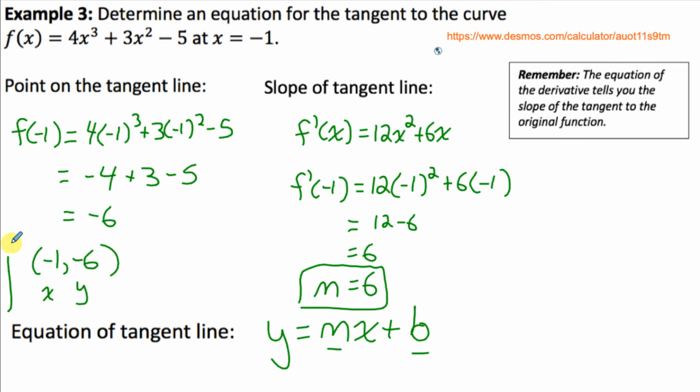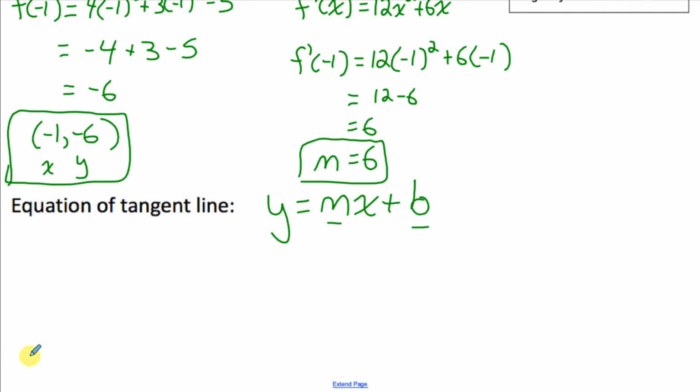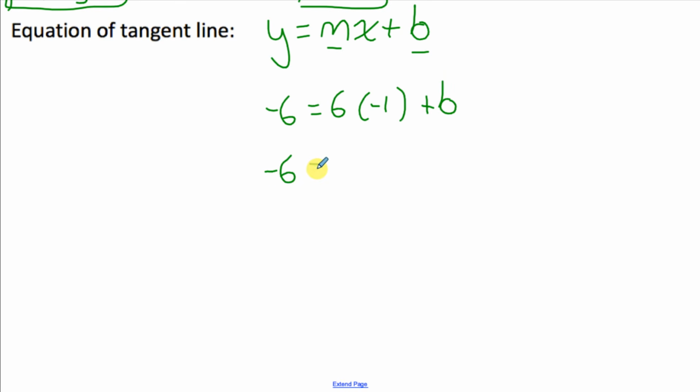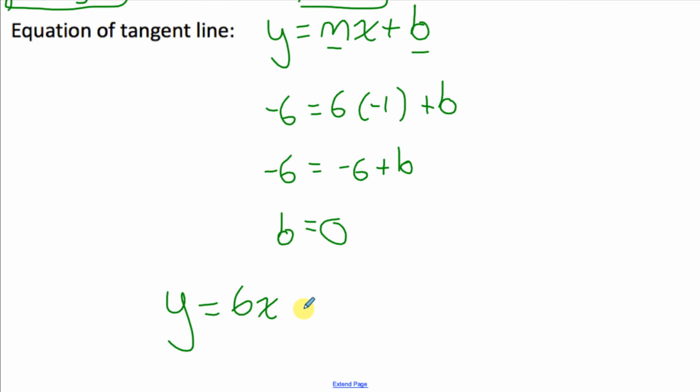So we have slope, we have a point. We could use that information to write the equation of the tangent line by solving for b. Let's plug our y value, x value, and m value into y equals mx plus b. -6 equals 6 times -1 plus b. Solving this, I have -6 equals -6 plus b. What can I add to -6 to get -6? 0. So my b value is 0. I can now write the equation of the tangent line: y equals, plug in your m value, your slope, plus my b value of 0.